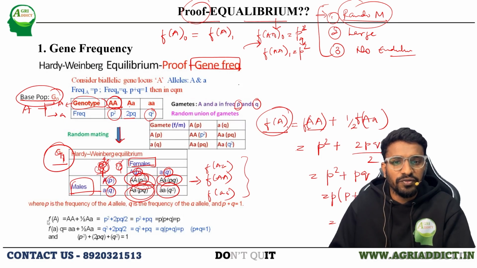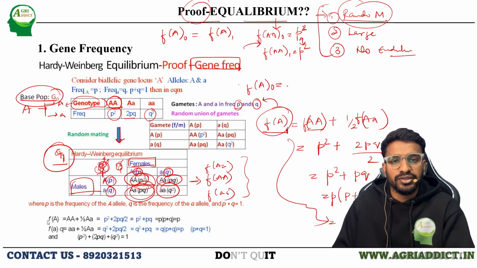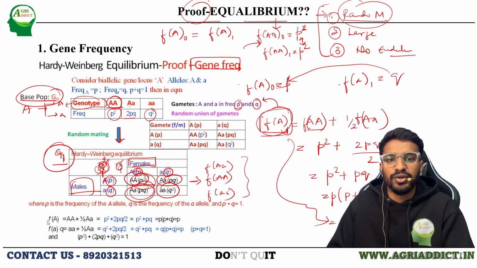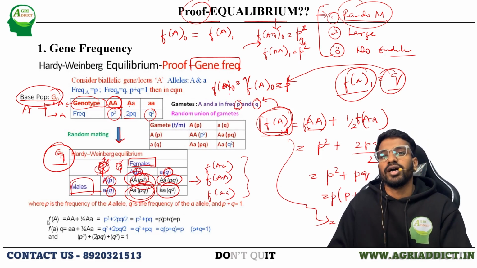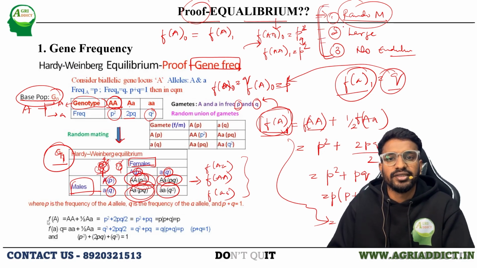That is, f of A in the first generation is again equal to p, which was the same for the previous generation, where f of A in the G naught generation was also equal to p. Again the same thing we are getting in the G1 generation. If you do it for small a in the first generation, you will again get q, where f of a in the G naught generation is equal to q, and again in the G1 generation it is equal to q. So this is the proof that the population will be in equilibrium when it satisfies these conditions. We have assumed that these conditions are followed by the population.